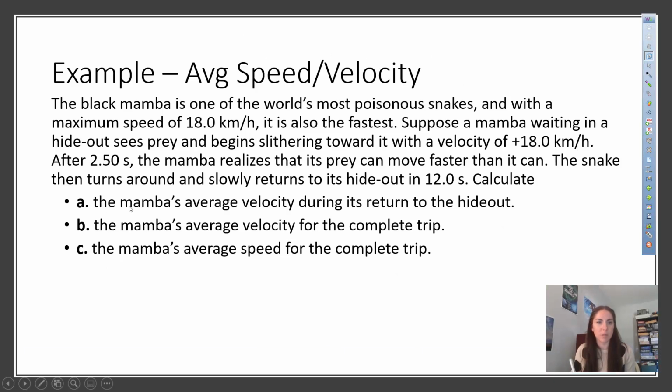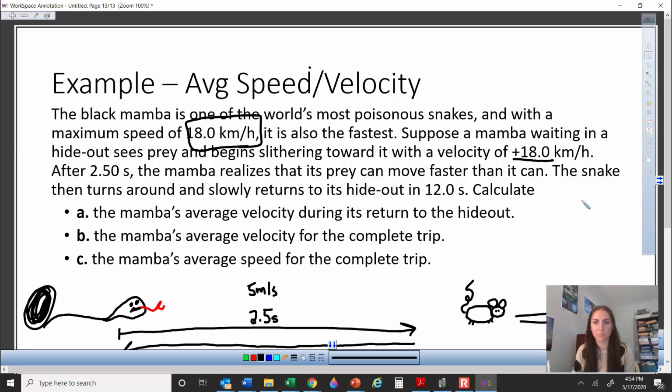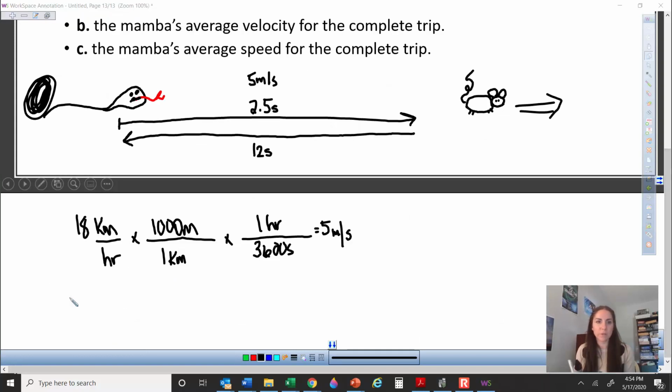So let's see. The average velocity during the return. So let's go ahead and look at that. To find the average, part A, to find the average velocity during the return, I would need to have the displacement and the time. I don't have displacement. Notice that I don't have the return distance here.